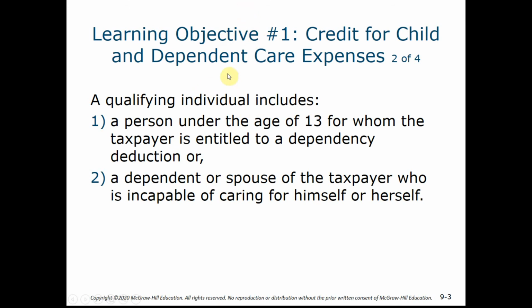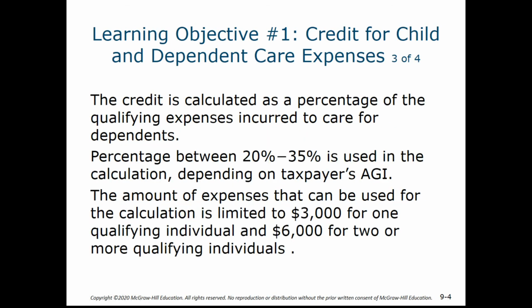A qualifying individual, that is to say the children in this case, would have to be under the age of 13, or a dependent or spouse of the taxpayer who is incapable of caring for himself or herself. The 13-year age limitation is waived if the dependent or spouse is incapable of taking care of themselves. The credit is calculated as a percentage of the qualifying expenses. In your text they have a percentage table that shows a percentage between 20% and 35%, and the percentage depends upon the taxpayer's adjusted gross income.